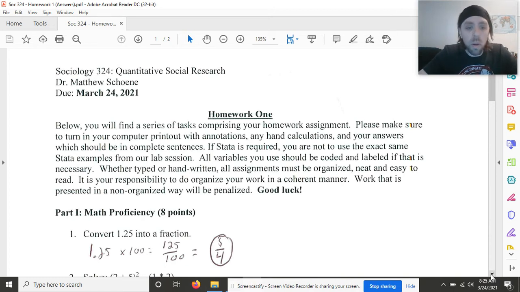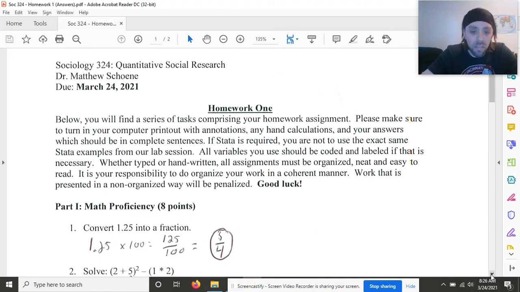So the first one, convert 1.25 into a fraction. Well, to do that, I multiplied 1.25 by 100. That multiplied the top, 1.25, and the bottom, the denominator, which is 1, by 100 to get me 125 over 100, which I then reduced to 5 over 4. That would get full credit. 1.25 is the same thing, but it's not displayed as a fraction. So we haven't transformed this really at all. We have just presented it in a different method.